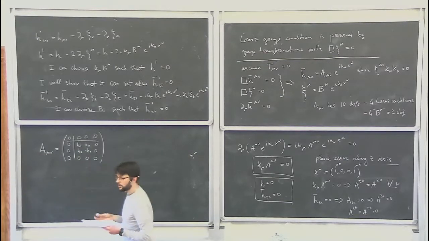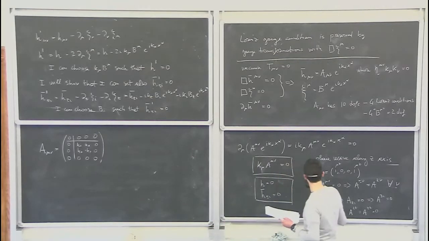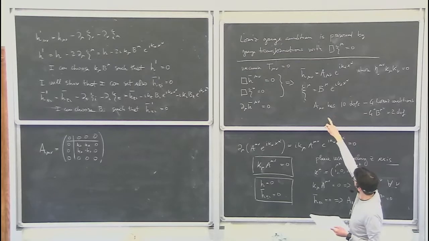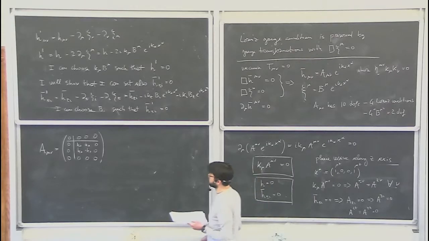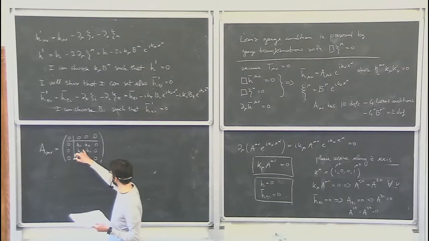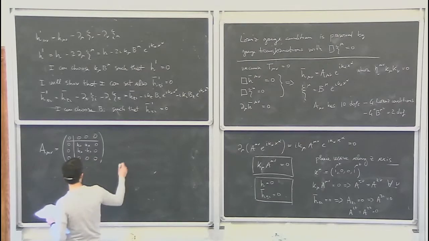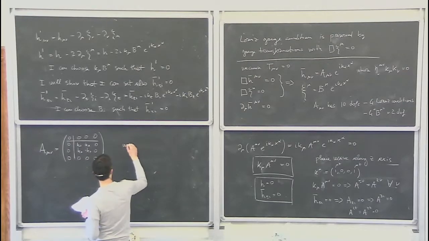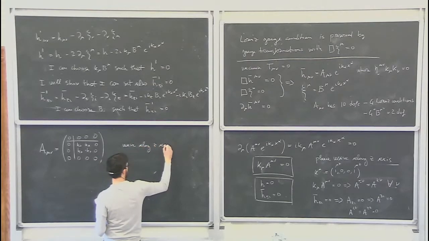So in the end of the game, we used the Lorenz gauge condition and the additional freedom that is left by the Lorenz gauge condition to reduce the independent number of degrees of freedom of my metric perturbation to just 2 components. And this is what we sometimes call the plus and cross polarization of gravitational waves. So this is, if you want, a wave along the z-axis.